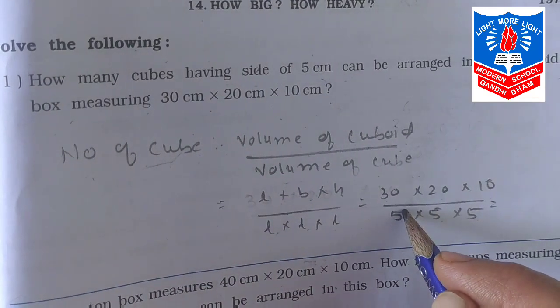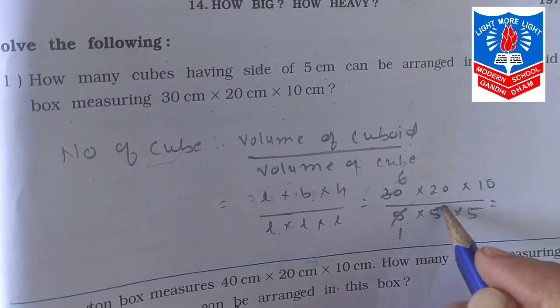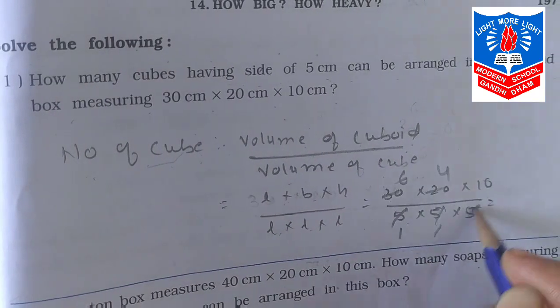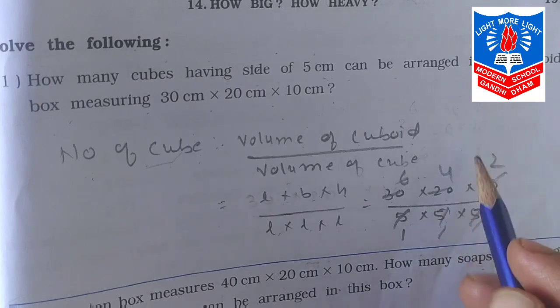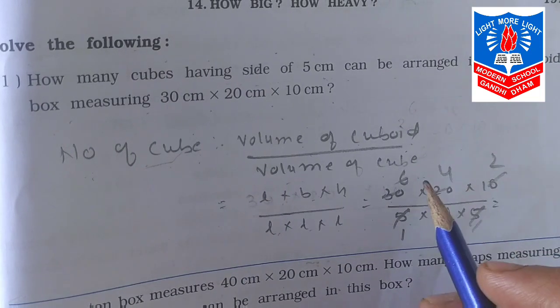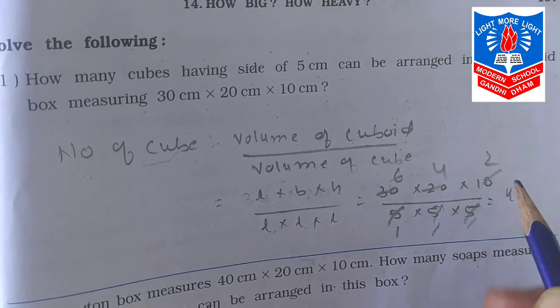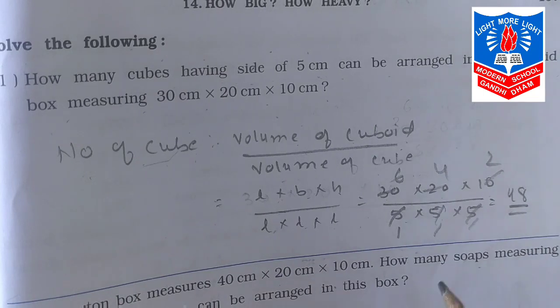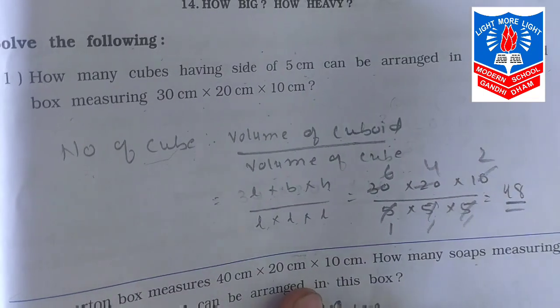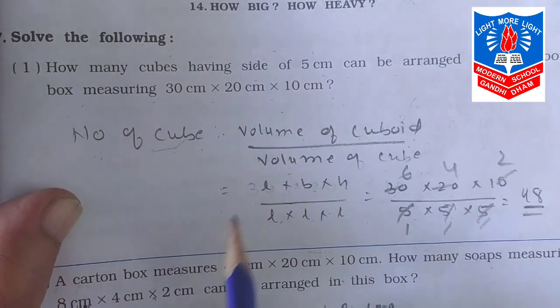Okay, so we reduce it. 5 ones are 5, 5 6s are 30, and so on. Okay, so 2 4s are 8, 8 6s are 48. So how many cubes are arranged? That is 48 cubes. So how many cubes having sides?